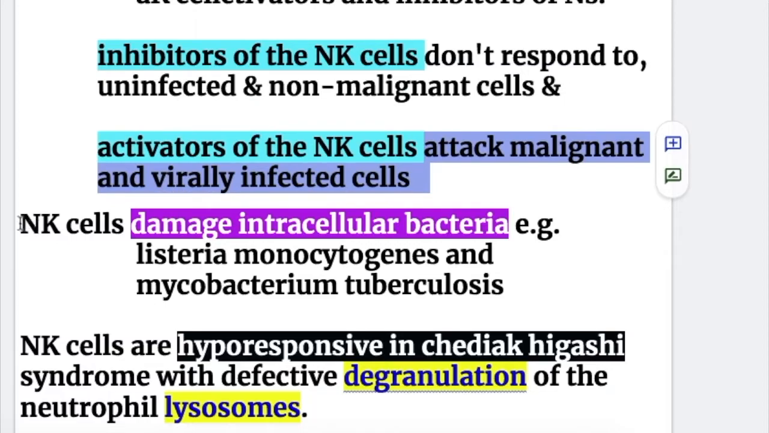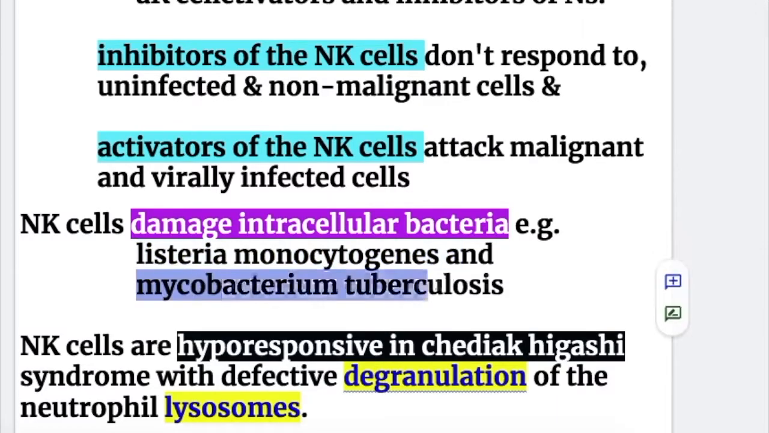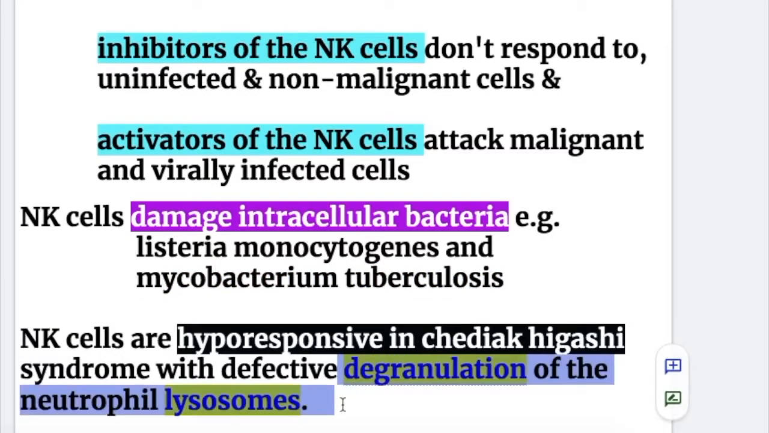The other function of NK cell is that it damages intracellular bacteria, for example, Listeria monocytogenes and Mycobacterium tuberculosis. They are also attacked by NK cells. The function of the NK cell is hyporesponsive in which disease? In Chediak-Higashi syndrome, with defective degranulation of the neutrophil lysosome.